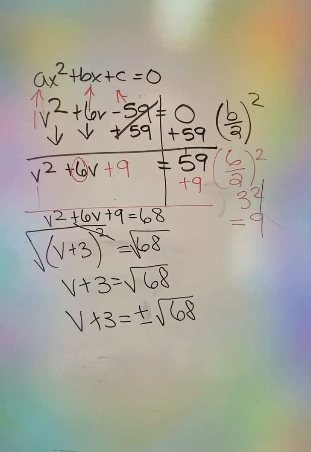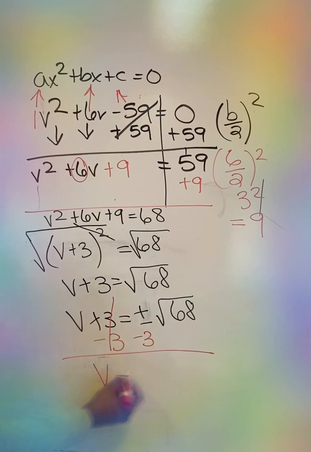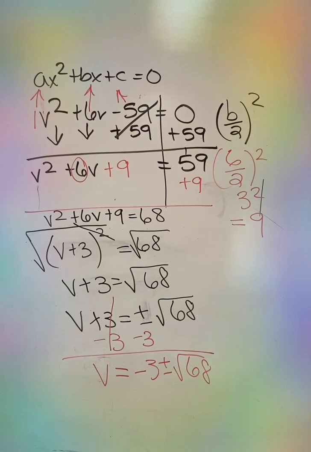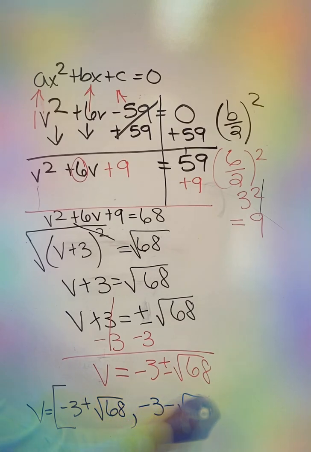Okay, so now we're going to go ahead and isolate this variable. Now that I have my plus or minus, you're going to subtract 3 from both sides. This 3 cannot be combined with the square root of 68, so you're going to write it in front of that plus or minus. So this cancels out, and v is going to be equal to negative 3 plus or minus the square root of 68. So the two solutions that we're going to have for this problem are v equals negative 3 plus the square root of 68 and negative 3 minus the square root of 68.